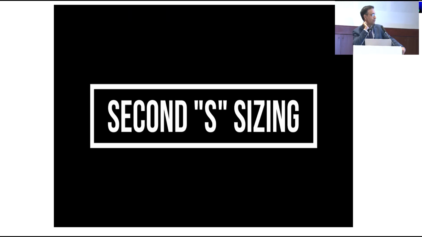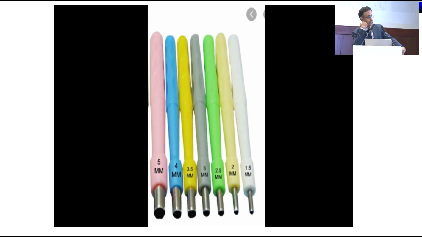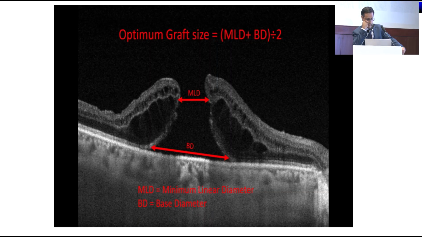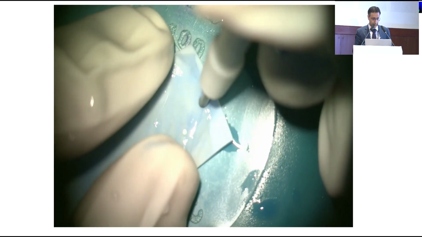Second S, sizing. We need to determine the graft size and then cut it neatly and accurately. We use inexpensive, disposable dermal trephines. We measure the macular hole indices preoperatively on OCT B-scan. After some trial and error, we found that the optimal graft size is roughly the average of the sum of the minimum linear diameter and the base diameter. See how easy it is to get the perfectly sized graft with a dermal trephine.